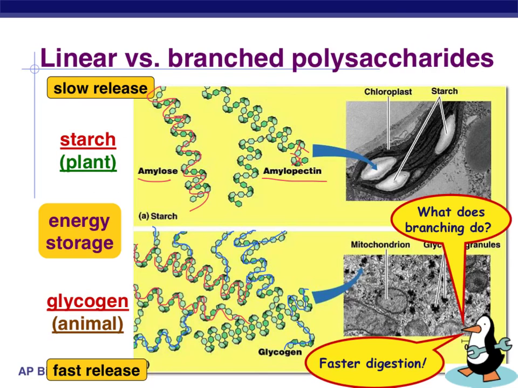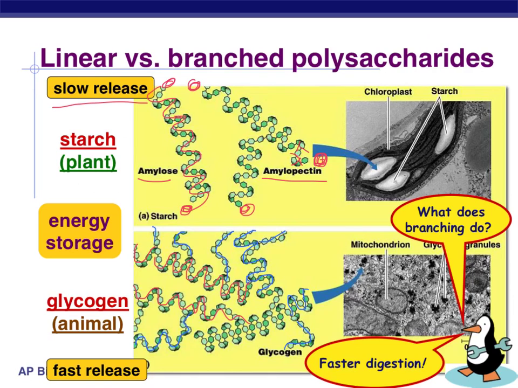Well, if I'm linear, that means an enzyme can only work from here and from this end. So only two enzymes can work on this molecule. Maybe one can work from up here. So 3 enzymes could work on this molecule. Over here, only 2 enzymes could work on this molecule. It would take those enzymes a while to go through and break off every single little glucose molecule. So the release of energy in these molecules would be slow.